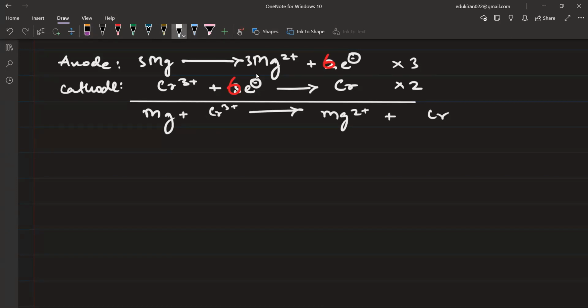Yes. You saw where I got wrong? Yes. 2 here and 2 here. Okay, so the 6 electrons will be cancelled. The other thing, this is 3 Mg plus, and this is 3 Mg, and this is 2, and this is 3, and this is 2. Okay.